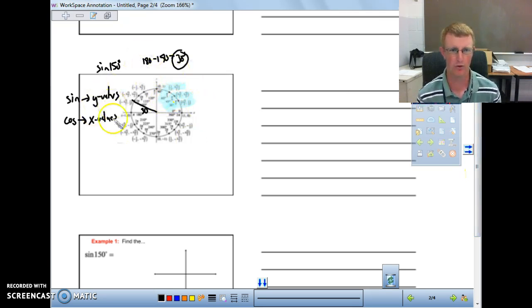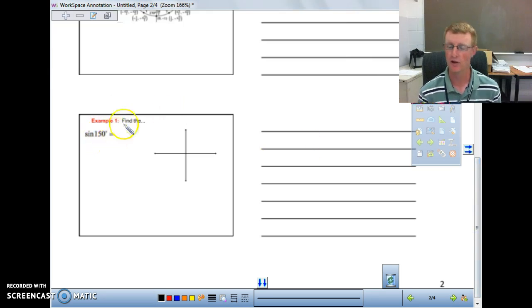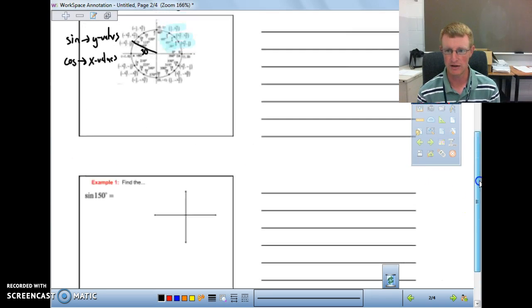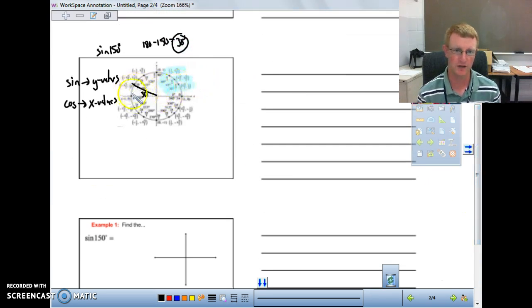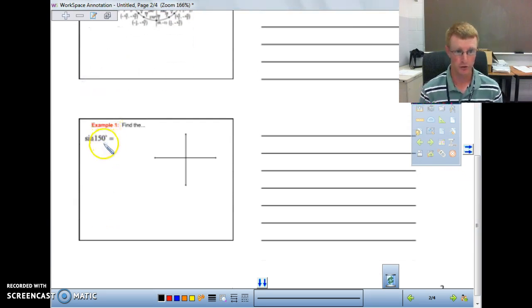Because I've seen over the years, people remember the circle, they can fill in the entire circle, but if I give them what's on the next slide, sine of 150 degrees, they have no idea what the answer is, because they have not made the connection that sine of 150 here is the same as the sine of 150 up here. So let's go through how you should be going about solving these.